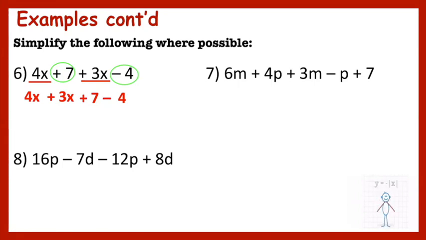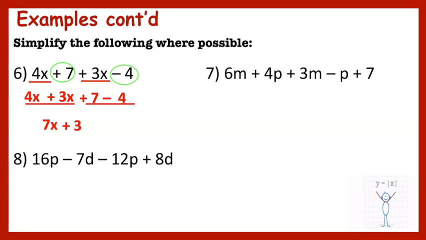Now we can do what it says. It says 4x plus 3x. So what is 4x plus 3x? We get 7x. Let's look at plus 7 minus 4, or we say 7 minus 4, and our answer is plus 3. And that is complete. Any questions on that one?